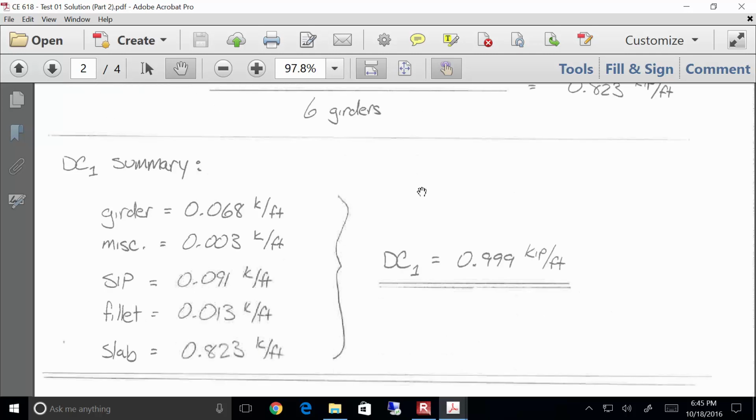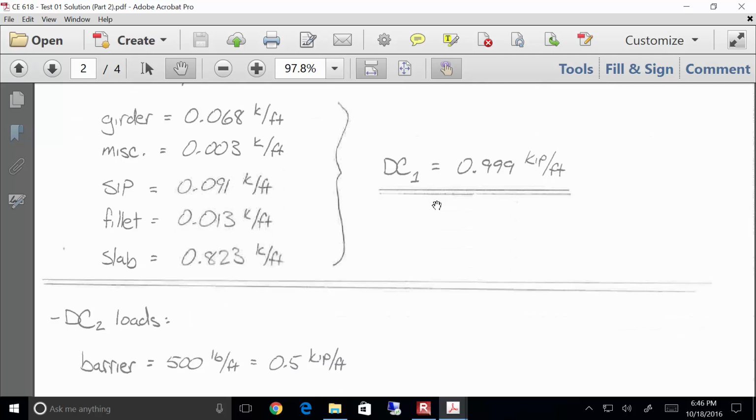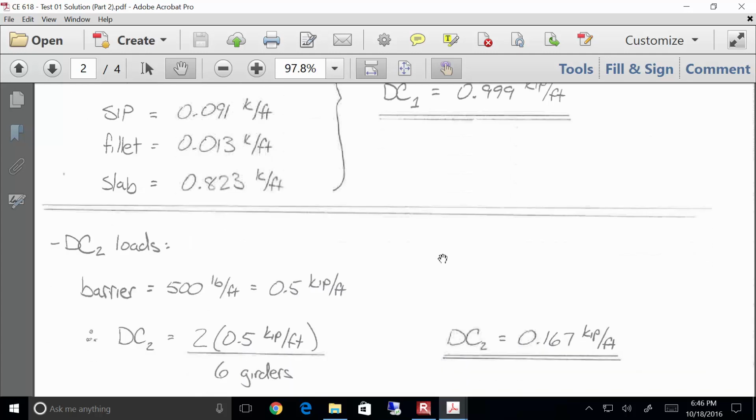So summarizing, these are the 5 components. Keep in mind there's no taper, all right? DC1 comes out to be just shy of 1 kip per foot, all right? And that's that. DC2, each barrier weighs 0.5 kips per foot. There's 2 of them split over 6 girders. There you go, 0.167 kips per foot. All right, make sense?